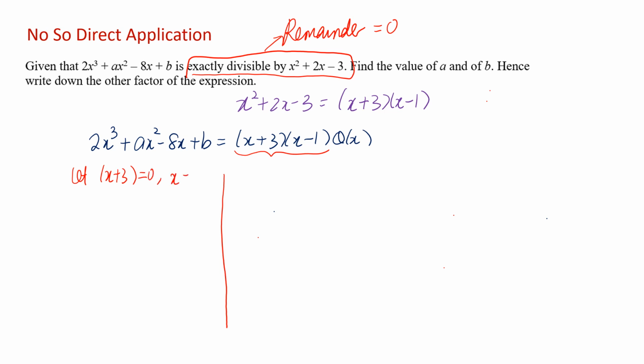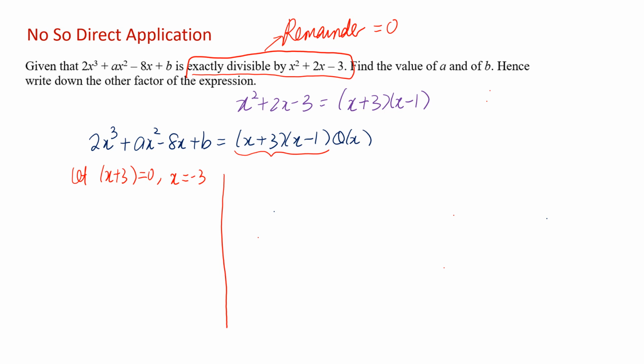And then the x will be negative 3. Right, so why do you let x plus 3 equals to 0? Because if x plus 3 equals to 0, then 0 times x minus 1 will be 0, and then times q of x will be 0. Anything times 0 is 0. Remember, anything times 0 is 0, okay? So that will give you a big fat 0 on the right-hand side.